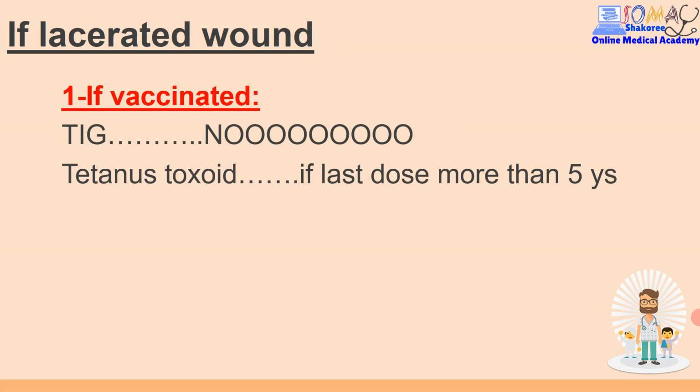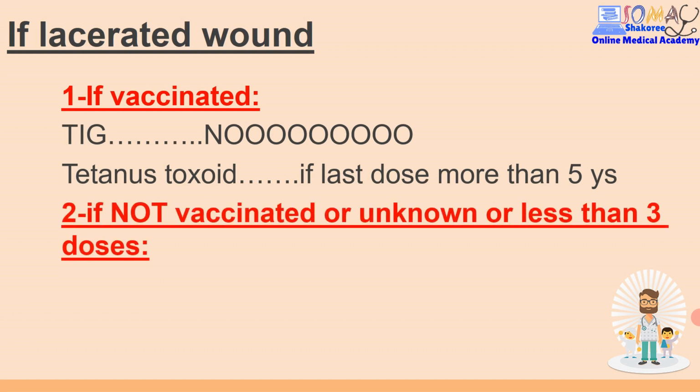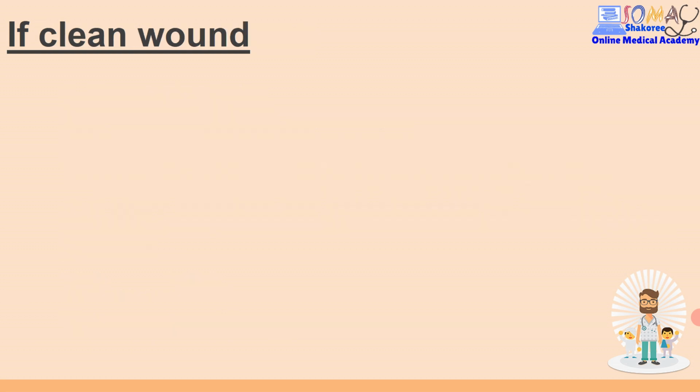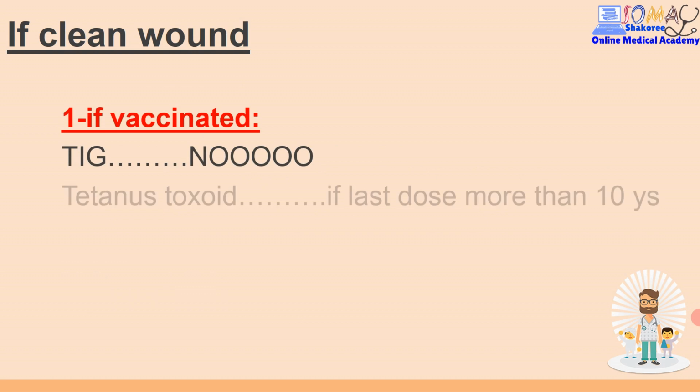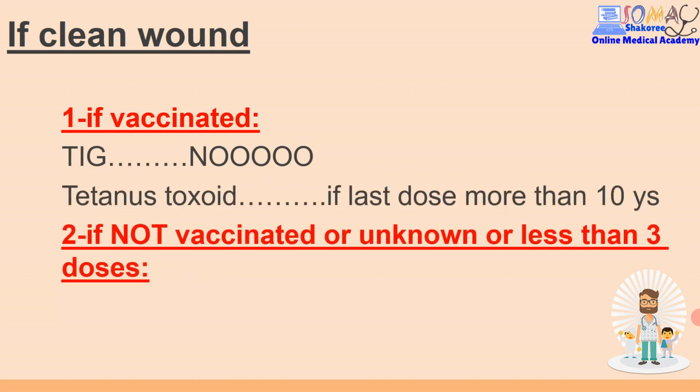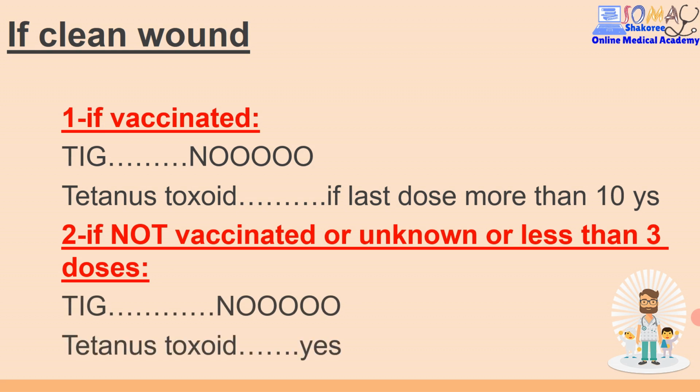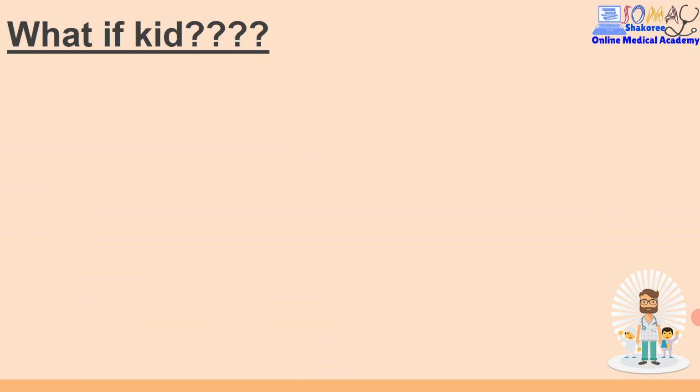So, to make it easy, if it is a lacerated wound or dirty wound, if he is vaccinated, no need for immunoglobulin, and we will give tetanus toxoid if the last dose was more than 5 years ago. If not vaccinated, or unknown vaccination, or less than 3 doses, we will give both. If a clean wound and vaccinated, we will give nothing unless it's more than 10 years. If not vaccinated, we will just give tetanus toxoid for that patient.